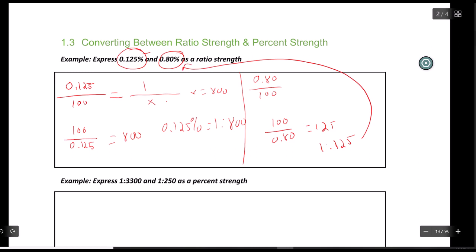So if you have an expression of concentration, you want to go to ratio strength, understand what you're doing. You're trying to find out 1 per something, right? You can take 100, so you flip the ratio upside down and you divide, you get that number.